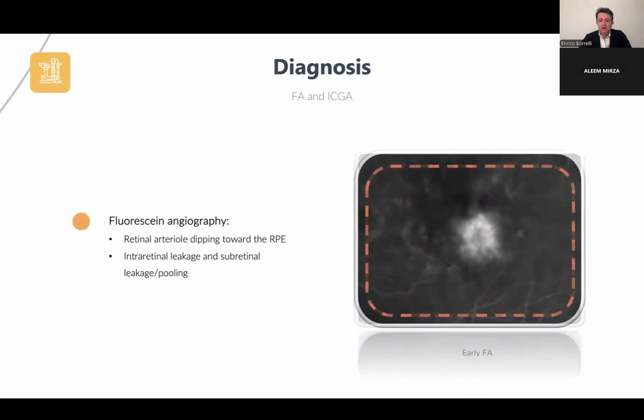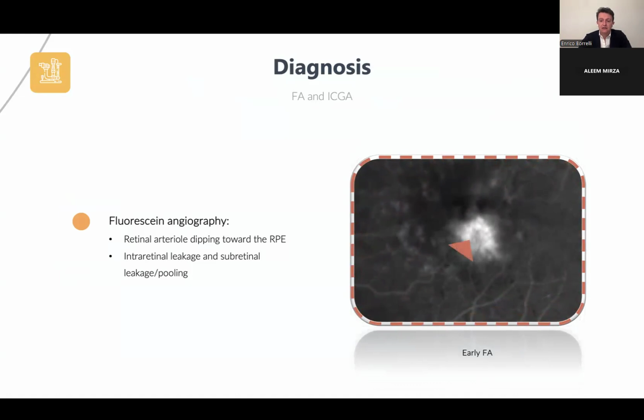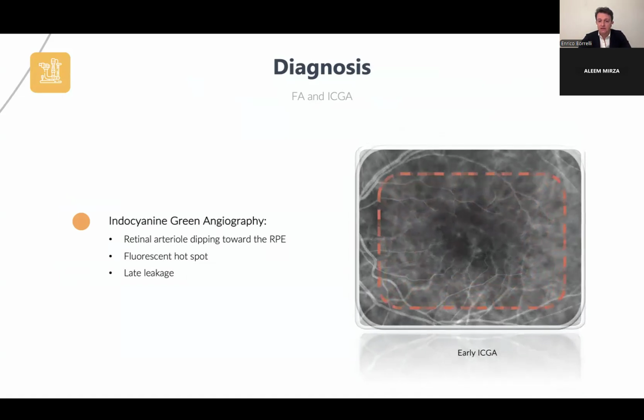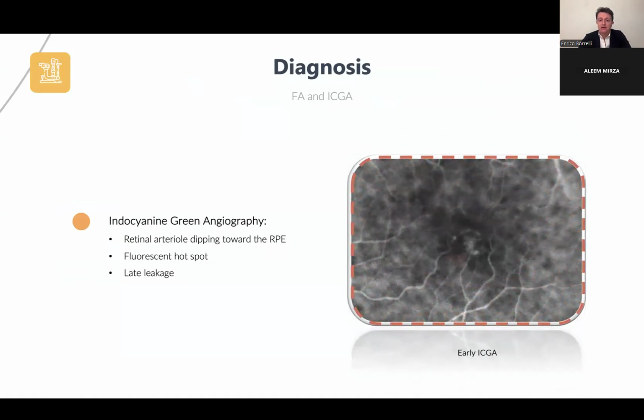So in order to further improve our ability to make a diagnosis of type 3 macular neovascularization, we may want to also use ICG. Using ICG, it is quite easy to detect the presence of new vessels coming from the retinal vessels. And it is also common to see a late leakage.